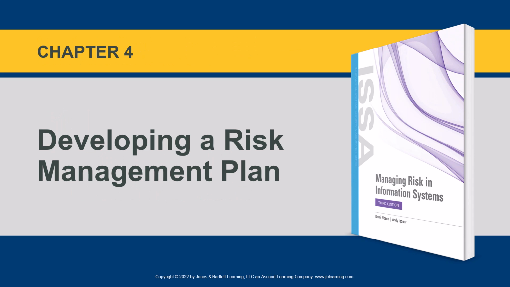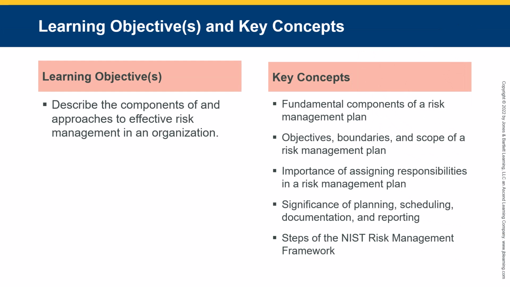Chapter 4, Developing a Risk Management Plan. In this module, we're going to be describing the components of and the approaches to effective risk management within an organization. Key concepts we're going to focus on are the components of a risk management plan, the objectives, boundaries, and scope of the plan, the importance of assigning responsibilities, the significance of planning, scheduling, documentation, and reporting of your plan. And we're going to be looking at the steps within the NIST risk management framework.